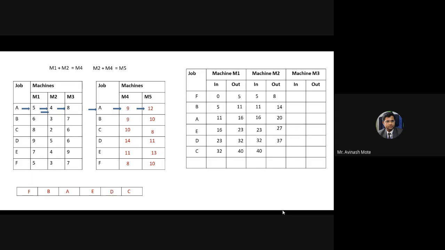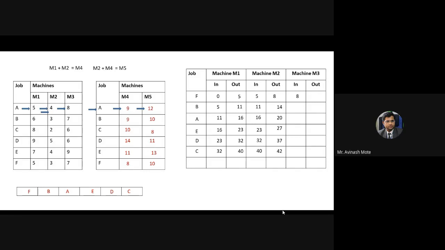So I'll copy it. And processing time of C on M2 is 2 hours. So it will be 42. Okay, same as before, with two machines, just addition of columns. Okay. In time of F job on M3 machine, exactly 8 o'clock.